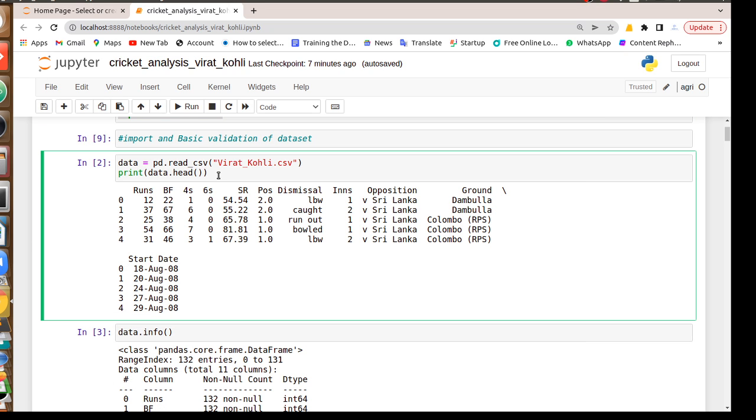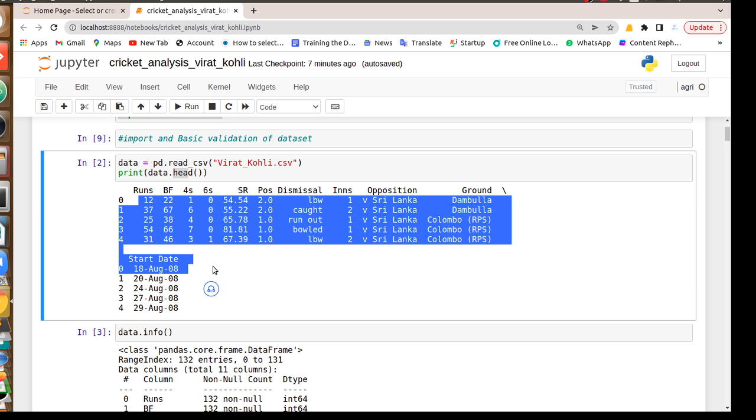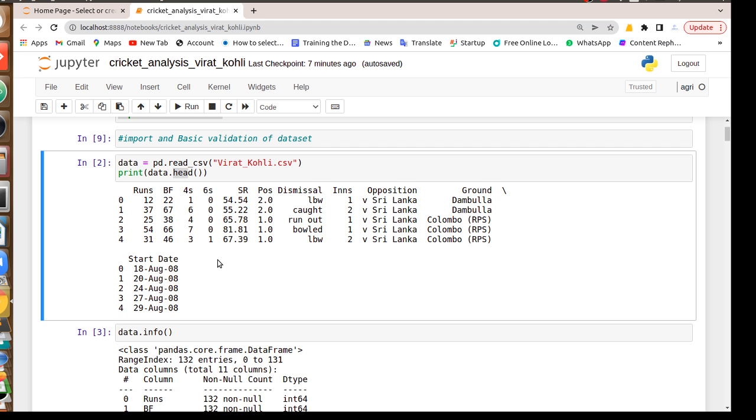First, I am going to read that data set using pandas. Now I'm going to print the top values, that is, the head of the data. You can see here the top values of all the columns.